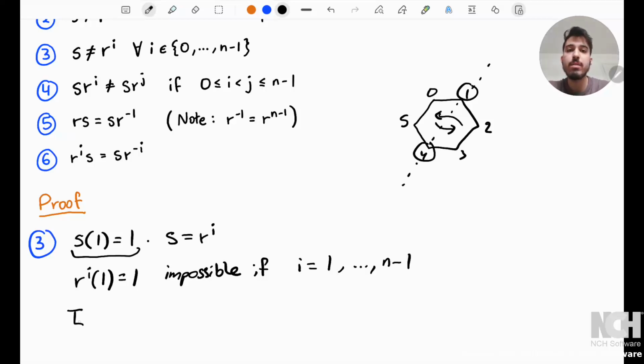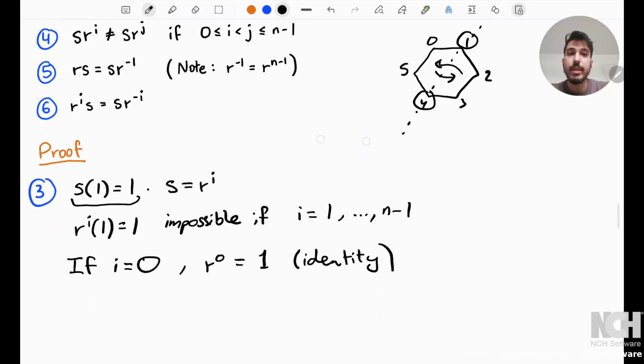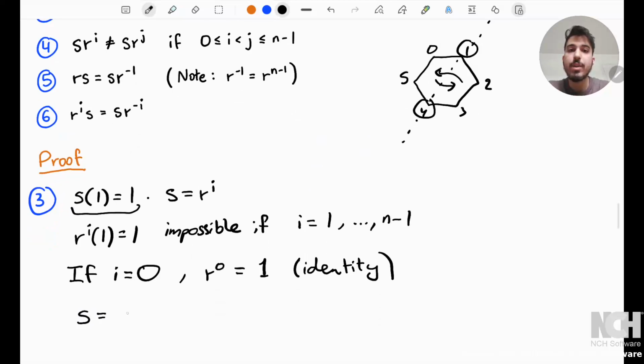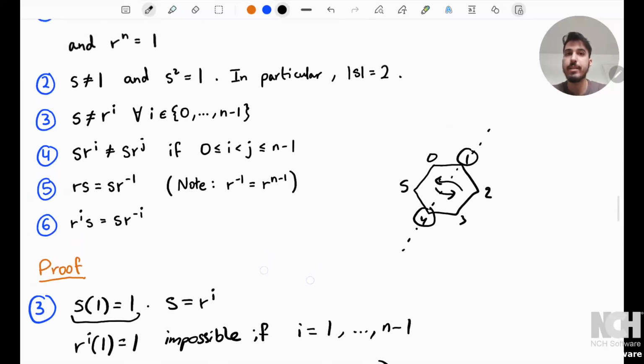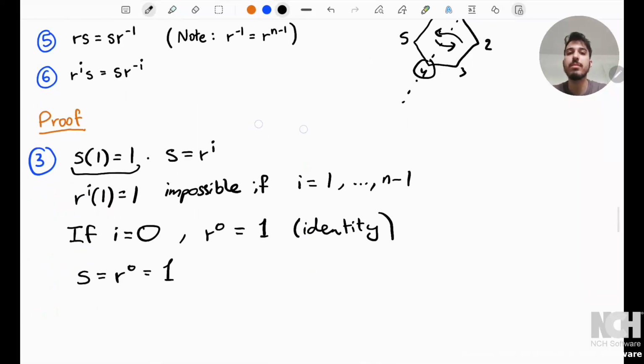Well, if i is 0, then r to the 0 is doing no rotations at all. But r to the 0 means doing nothing, which is the identity symmetry. But that means that s is equal to r to the 0, which is equal to the identity. And we have shown that the reflection can never be the identity in part 2 over here. So that is impossible as well.